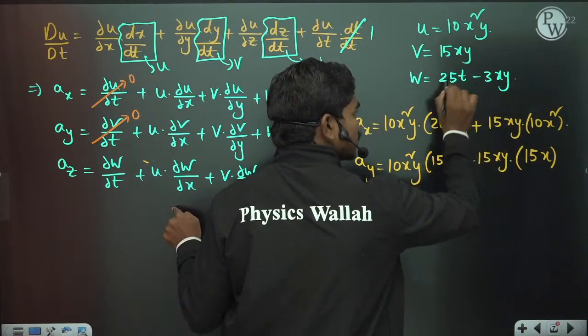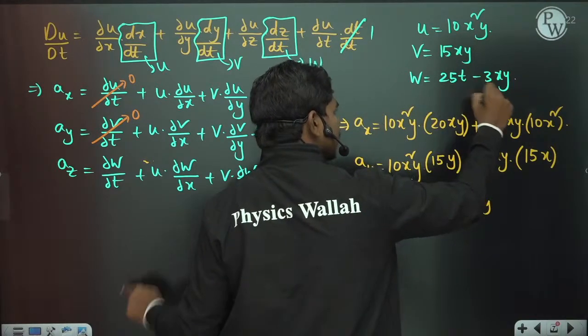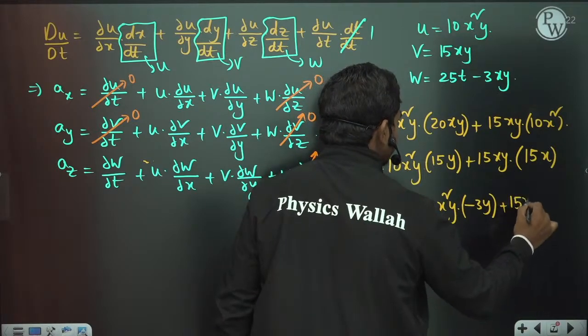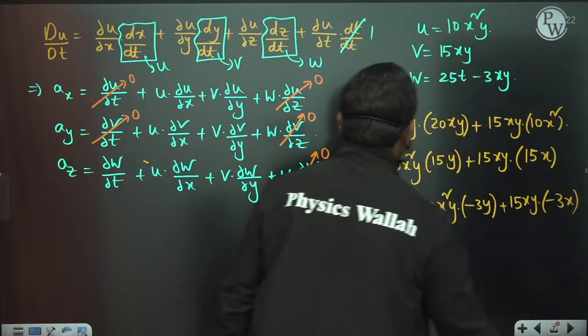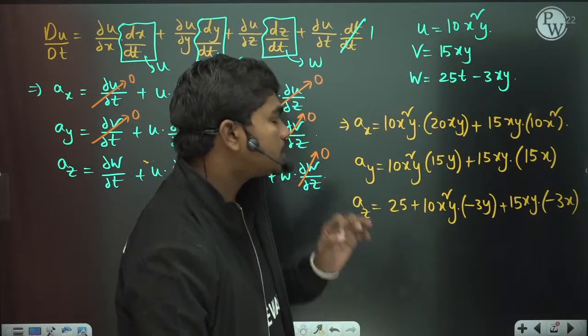If you differentiate this partially with respect to x, you will have minus 3y, because with respect to time it is 0. With respect to x we have minus 3y, plus v into dou w by dou y, which is minus 3x, and of course dou w by dou z is 0. This is how we get the acceleration components at this section.